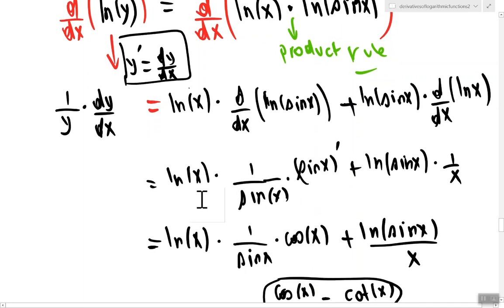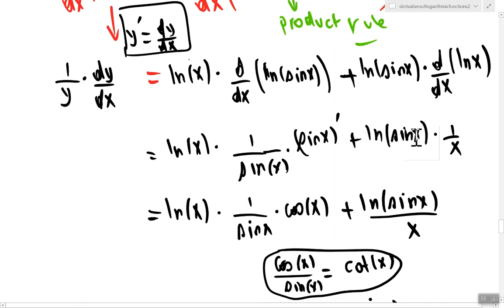So over here we're going to have ln of x times 1 over sine of x and then times cosine of x. Now on the other side, when we take the derivative of ln of x, we know it's just 1 over x. So it's going to be 1 over x times ln of sin of x, which you multiply 1 by ln of sin of x, you get ln of sin of x over x.